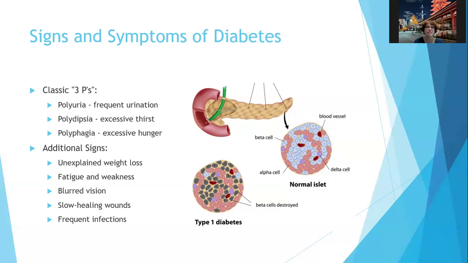So additional signs of diabetes, especially type 1 early on: unexplained weight loss, fatigue and weakness, blurred vision, slow healing wounds, and frequent infections. Some of the symptoms cross over and some of them don't. With type 2 diabetes, usually weight loss is not a thing, it's the other way around. But slow healing wounds, frequent infections, and fatigue and weakness do occur.